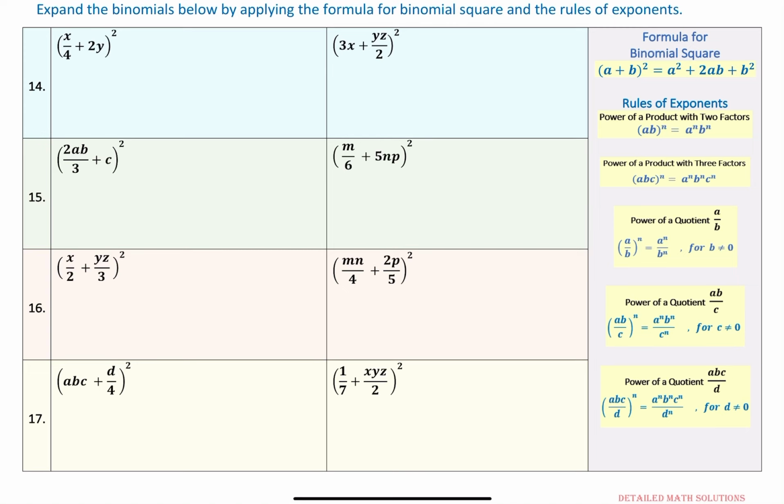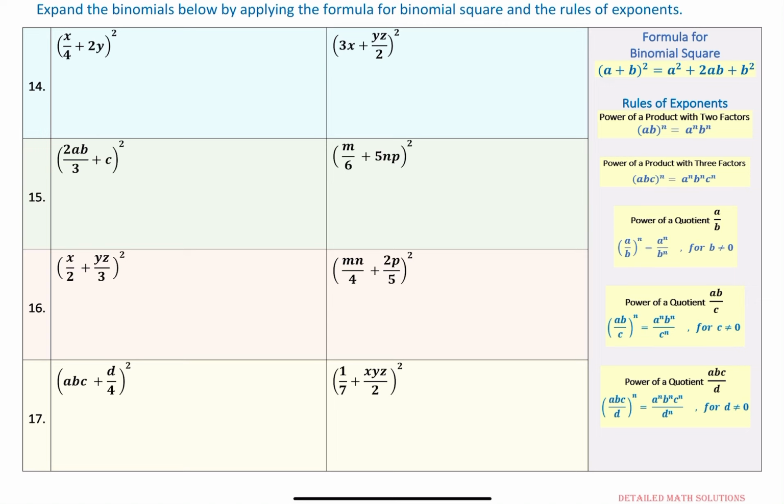The next rule of exponents I'm going to use is power of a quotient ab over c. ab over c in parentheses to the nth power equals a to the nth power multiplied by b to the nth power over c to the nth power. This equation is true for all values of c different than 0 because c is in the denominator of this fraction.